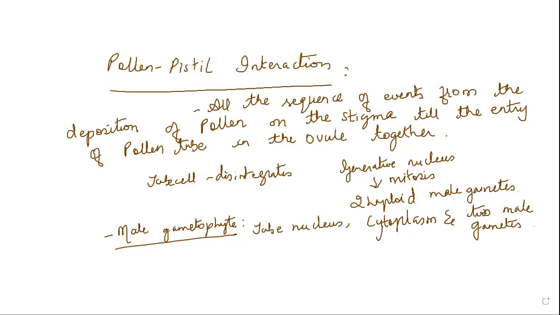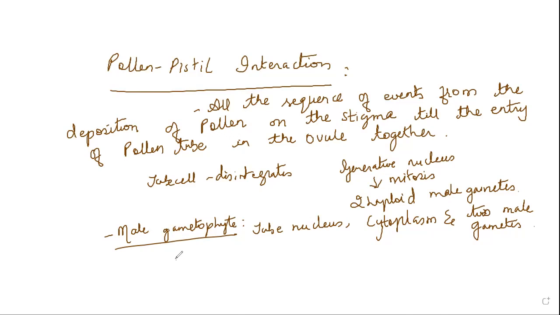The pollen tube bores its way through the stigma, passes down through the style towards the ovary. After reaching the ovary, the pollen tube enters the ovule through micropyle, that is porogamy, and then enters one of the synergids through filiform apparatus. The extensive infoldings of the wall in synergids at the micropylar region is called as filiform apparatus.